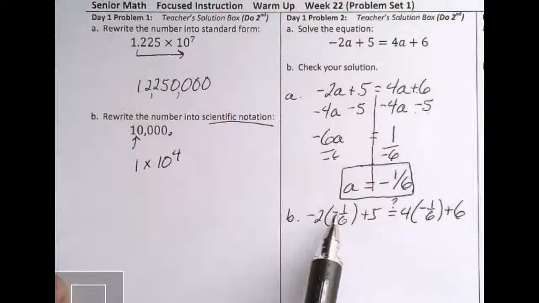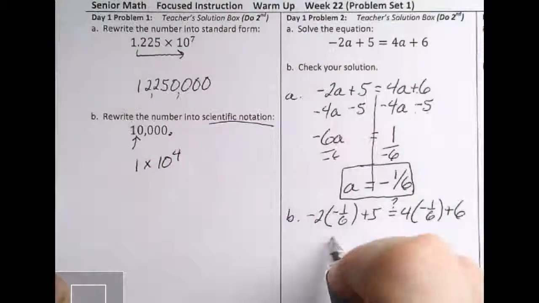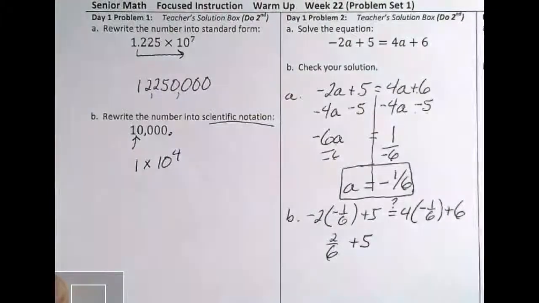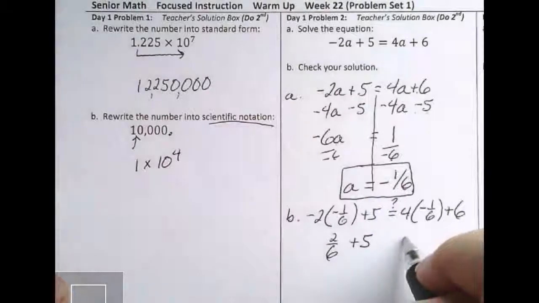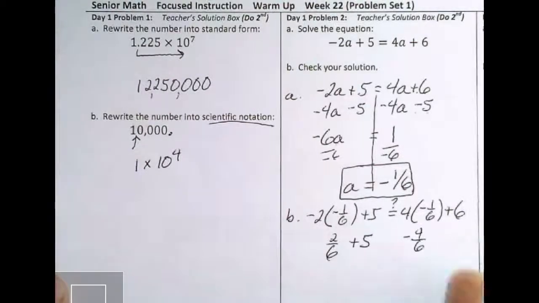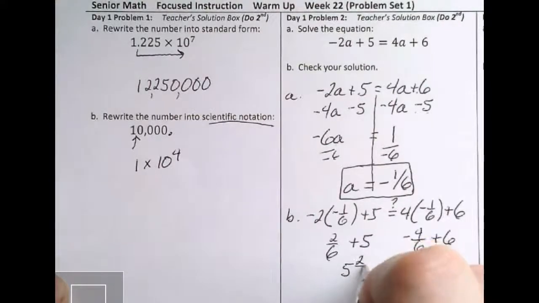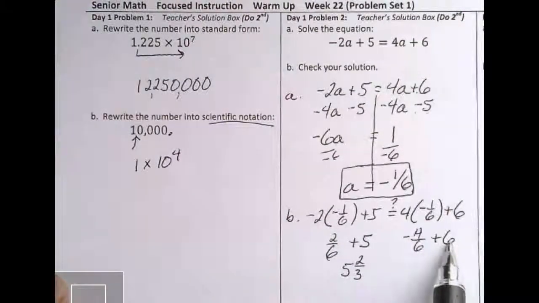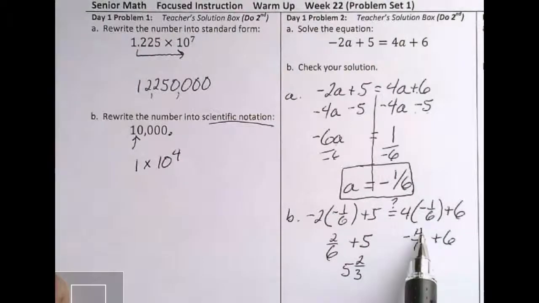So negative 2 times negative 1/6 makes positive 2/6 plus 5. Over here to the right, 4 times negative 1/6 makes negative 4/6, and then plus 6. So 2/6 plus 5 is 5 and 2/6. Right here we have negative 4/6 plus 6. So the whole number 6, subtract 4/6.